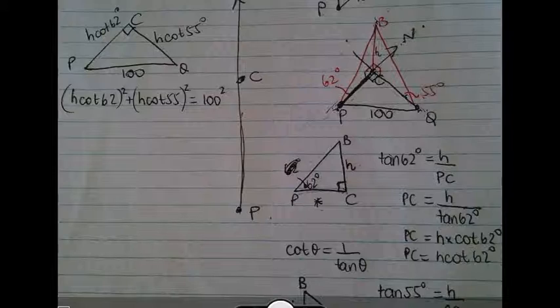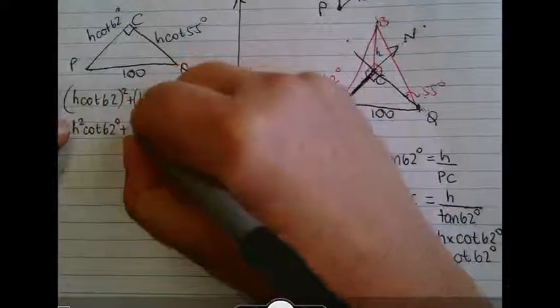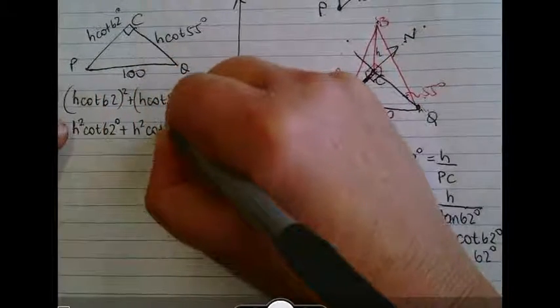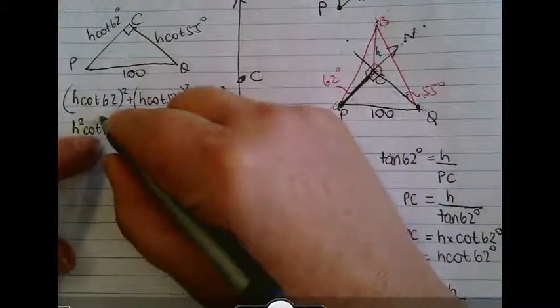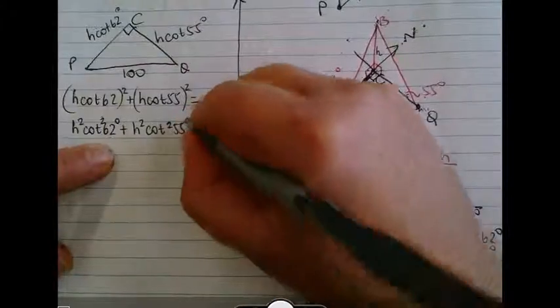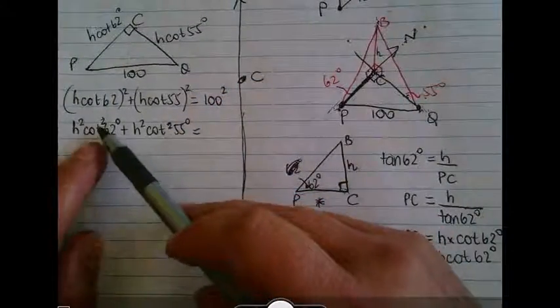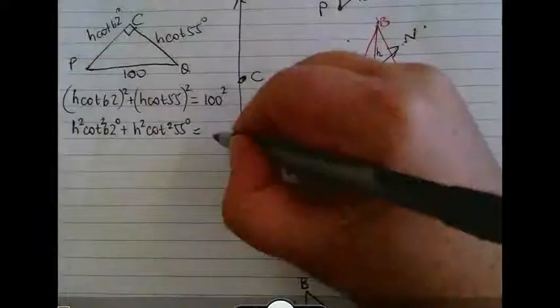Beautiful. Okay. Now, isn't that H squared cot 62 squared plus H squared cot squared 55? You write cot 62 squared as cot squared 62 like that. That's how you write cot of 55 squared, and cot of 62 squared, you write it like that. Equals 100 squared. Now, how am I going to work out what H is?